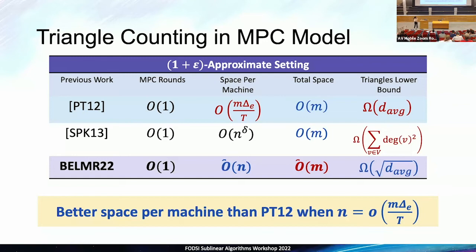This quantity is m times delta e divided by t. Delta e is defined to be the maximum number of triangles that share an edge, and t is the number of triangles in the graph. So what this essentially says is that PD12 gets better space when you have a lot of triangles, but not a lot of these triangles share an edge. And we do better if a lot of these triangles share an edge.